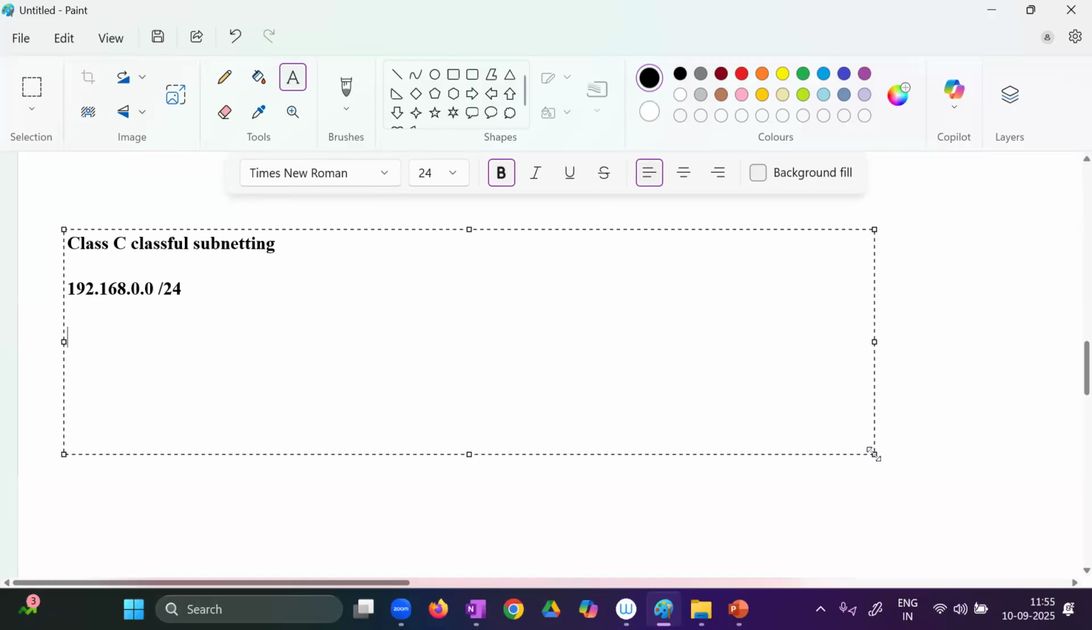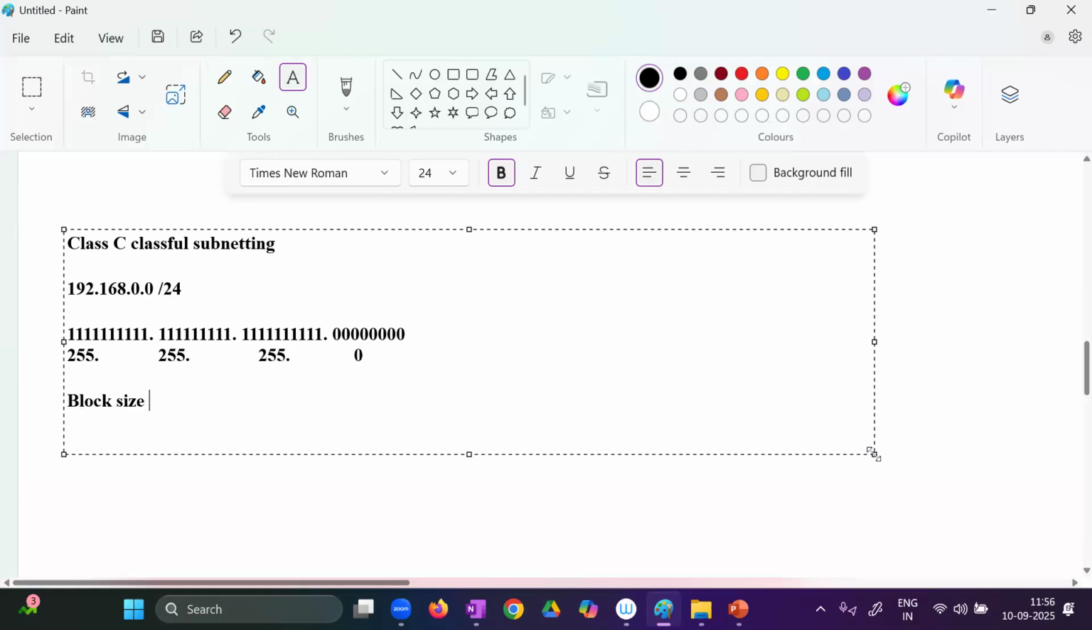Now, what we will do? First thing you know that it is /24. For the first time, we will write this. Okay. 1, 2, 3, 4, 5, 6, 7, 8. When you're expert, you don't need to write all these things. 1, 2, 3, 4, 5, 6, 7, 8. 1, 2, 3, 4, 5, 6, 7, 8. So 255.255.255.0.